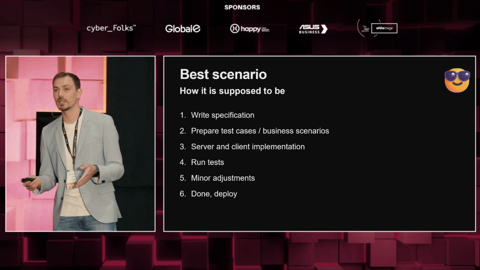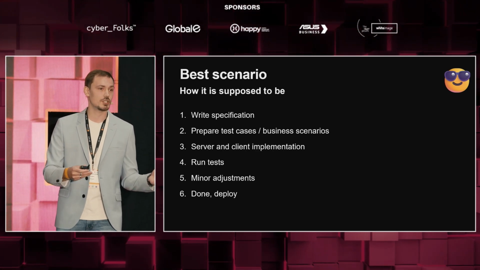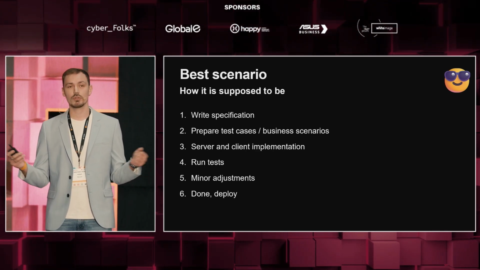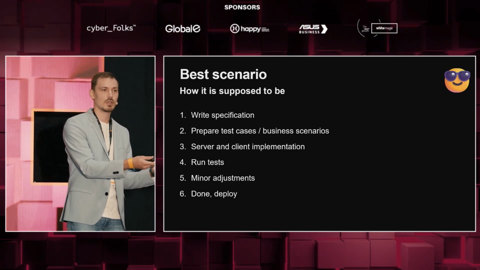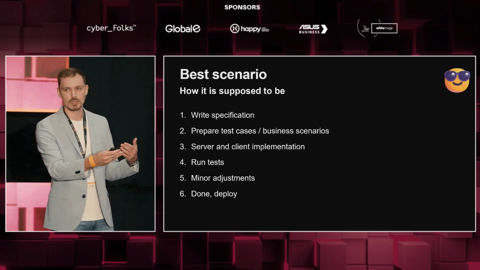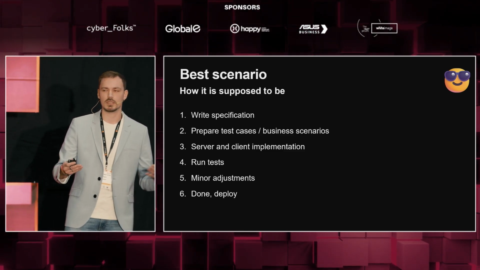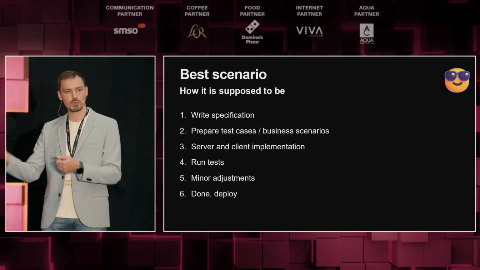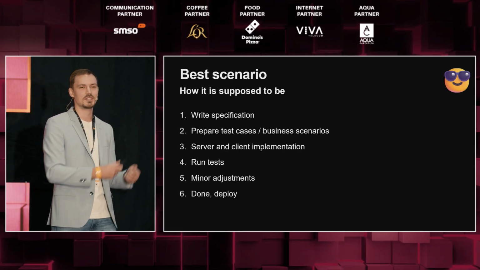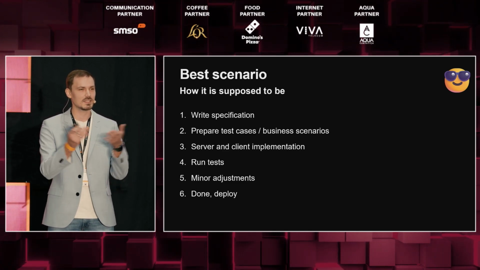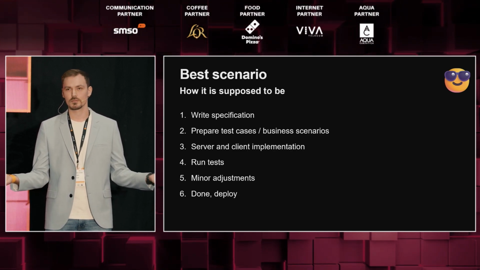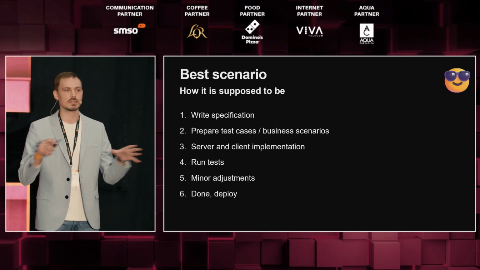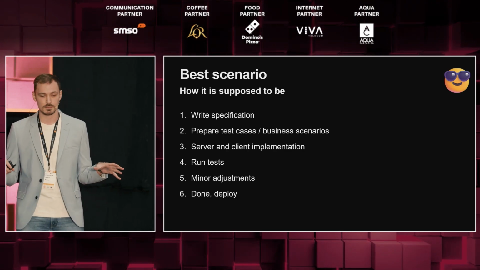Then we can work on server and client implementation at the same time. We don't have to wait to implement some server and then generate the specification out of it. We can write specification and say, hey, backend team, please write this server. And hey, frontend team, please write this client. This is the specification that you should stick to. And you don't have all these inconsistencies and blocking processes.